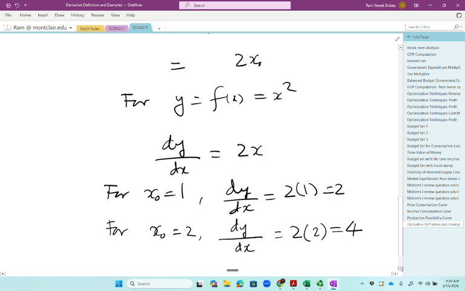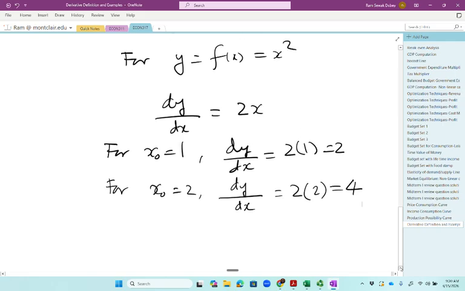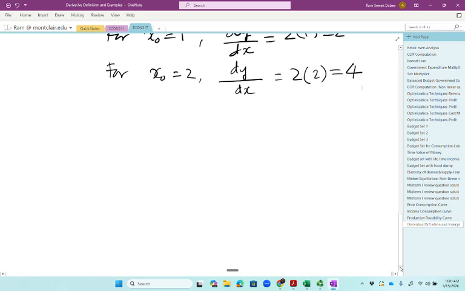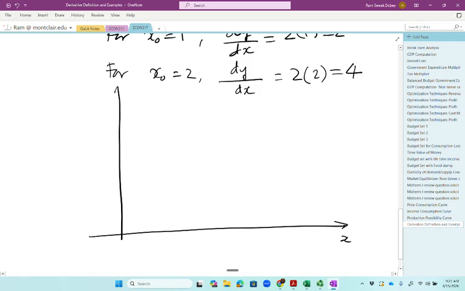So this is the way we compute the derivative. I would also like to show you the notion of derivative using geometry. So we can have a geometrical interpretation. Let me draw this graph. I have y on the vertical, x on the horizontal. And so this y equal to x square is the graph of the parabola.